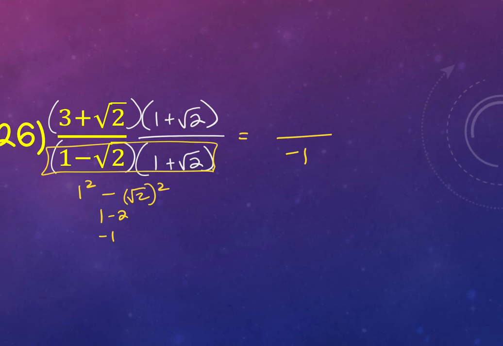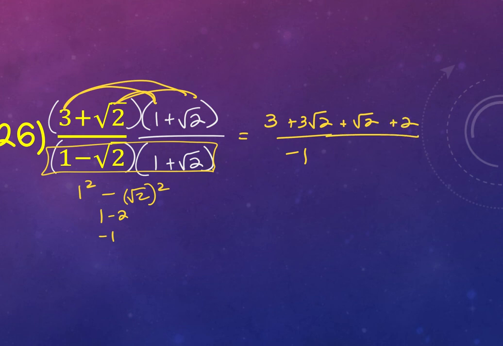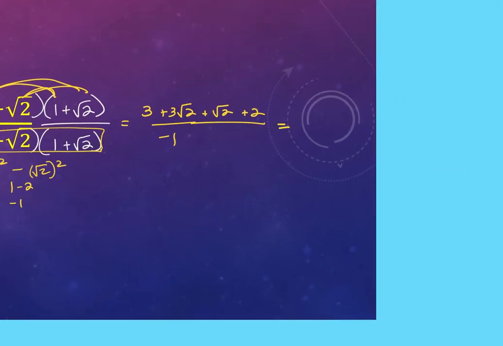The numerator, you'd have to FOIL. 3 times 1. 3 times root 2. Root 2 times 1. And root 2 times root 2. And then you'd combine your like terms. So I'd get 5 plus 4 root 2 all over negative 1. And what does dividing by negative 1 do? Just change the sign. So it's negative 5 minus 4 root 2.